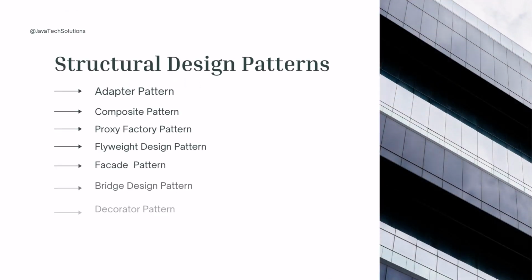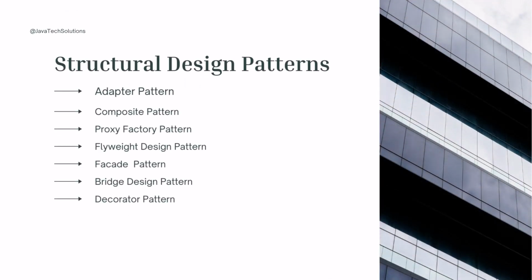Next, the structural design pattern has seven other design patterns: adapter, composite, proxy, flyweight, facade, bridge, and decorator. Again, those can be used based on the situation. For example, the adapter pattern is one of the structural design patterns that lets unrelated interfaces work together. If there are two objects that are not related, and we need to work with their interfaces, then in this scenario we can use the adapter.